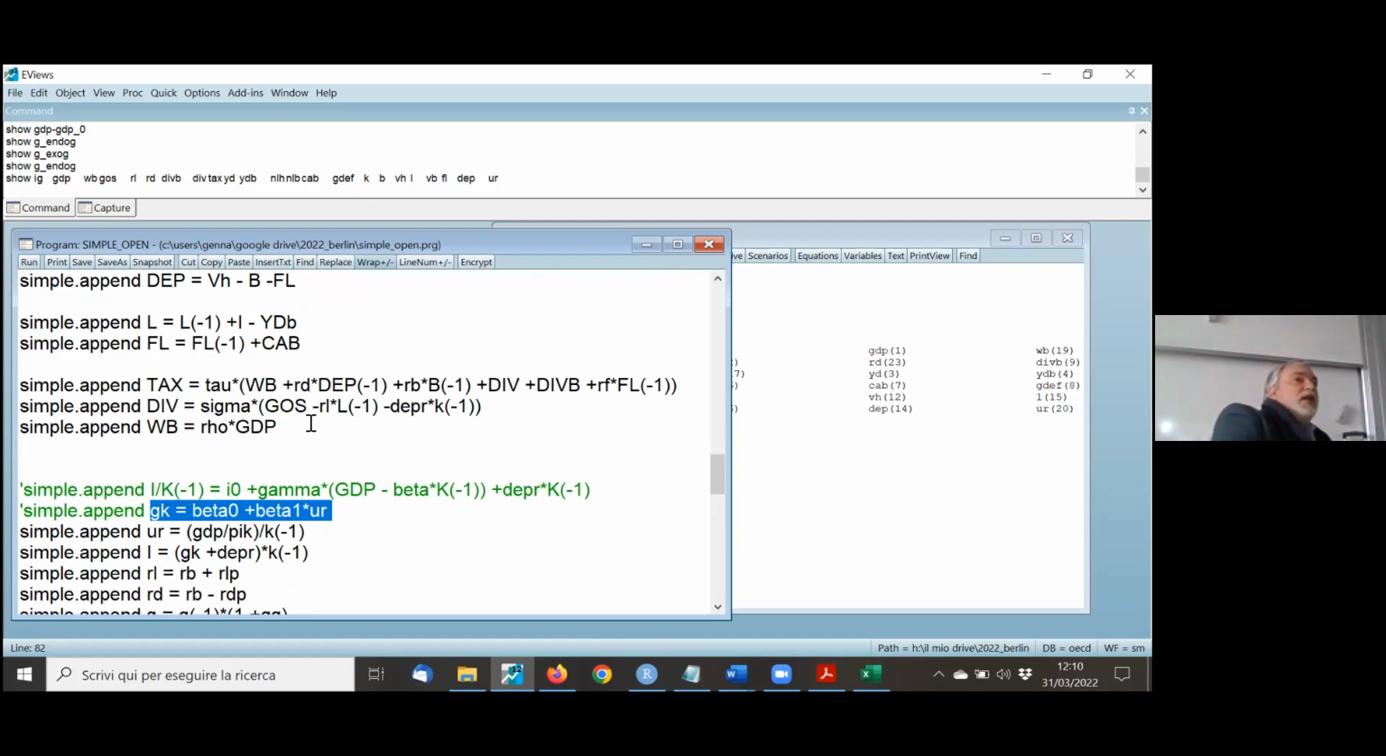So UR is the utilization rate, GK the growth in the net stock of capital, and this beta 0 is a constant. So given our starting values for the utilization rate and beta 1, I set this beta 0 to a negative value. And Alessandro was a little upset because he said, well, are we assuming that for a given utilization rate, you have saving out of wages in the model? Savings are out of wages and profits, and wages and dividends. You have saving out of wages, then you can set the constant.